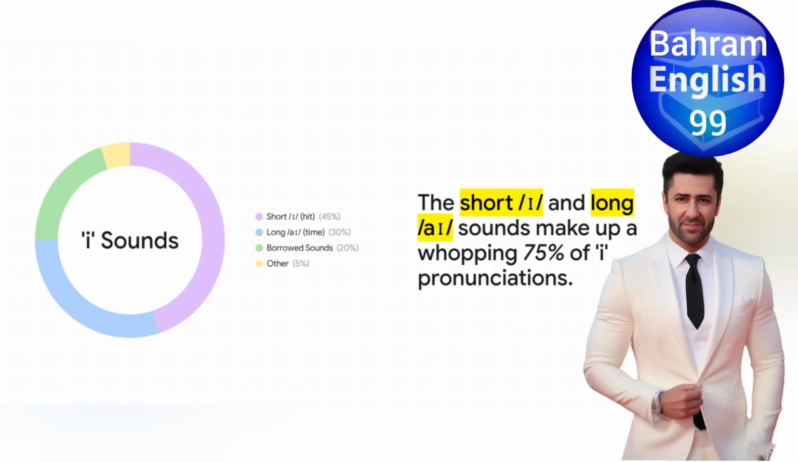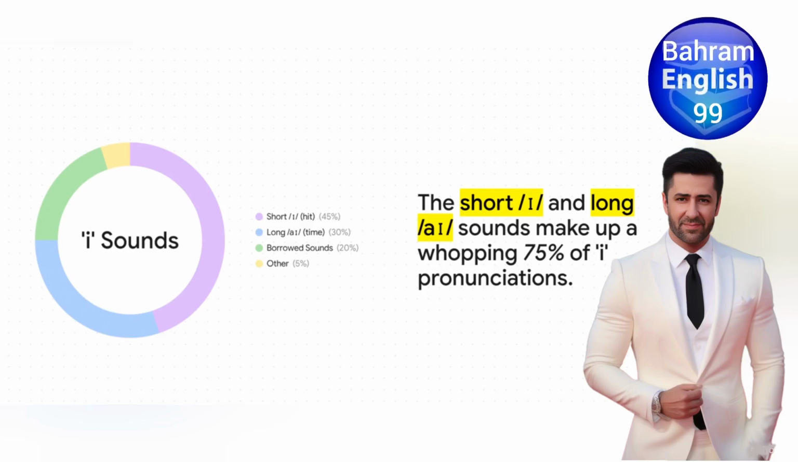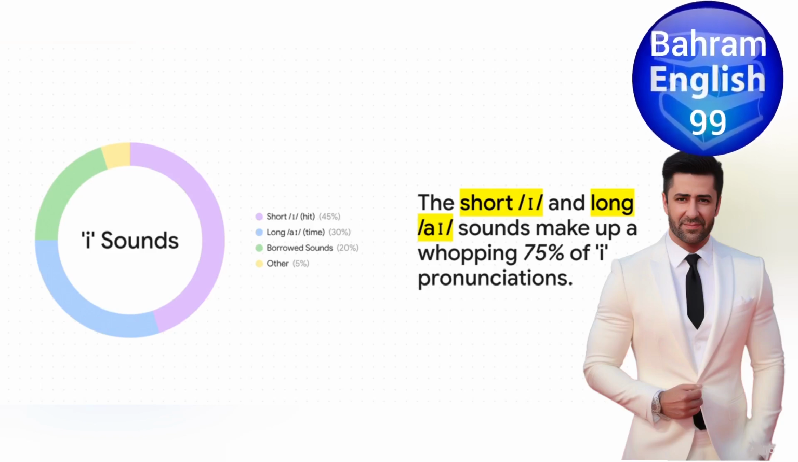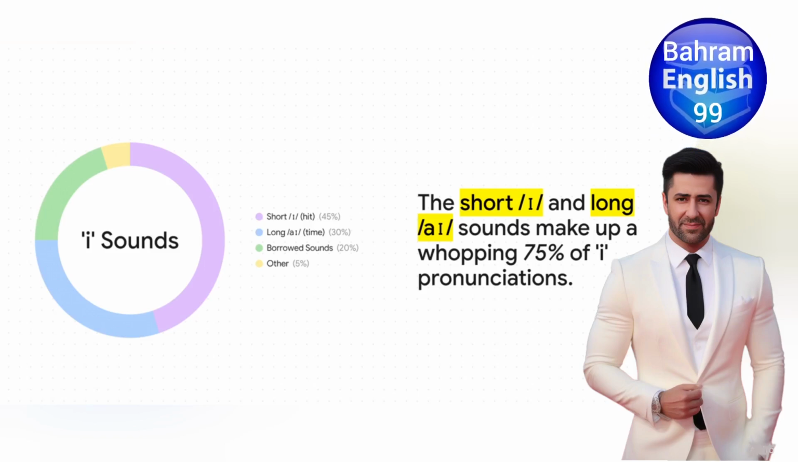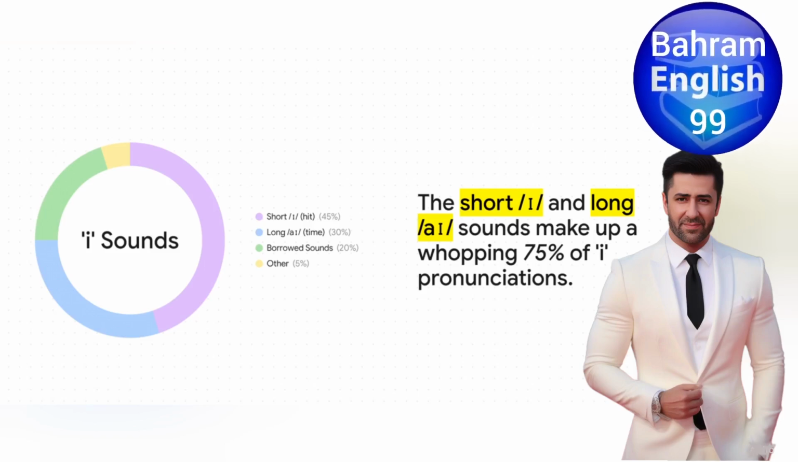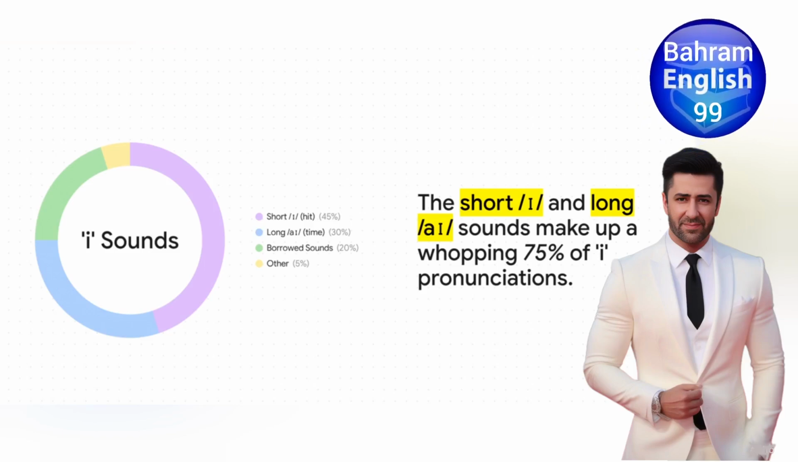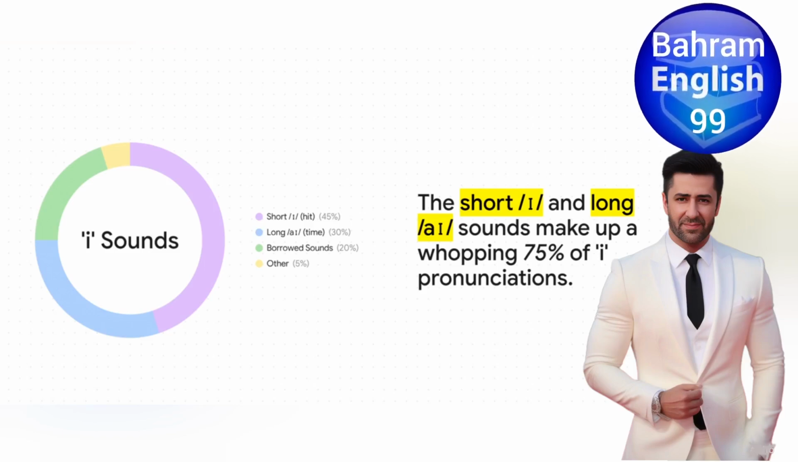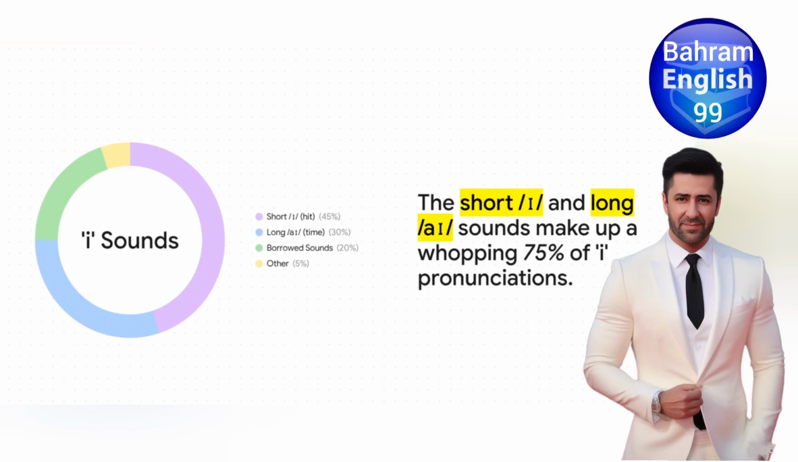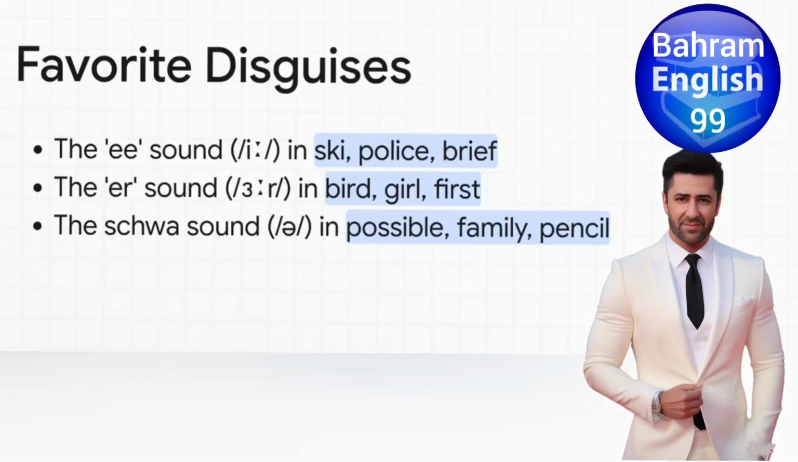That's huge. The borrowed sounds, all those other disguises, that's only about 20%, with a tiny little sliver for other rare cases. So what this tells us is that, yeah, the disguises are important, but if you can just master the two main identities, you're already way ahead of the game. So let's look at its favorite costumes.